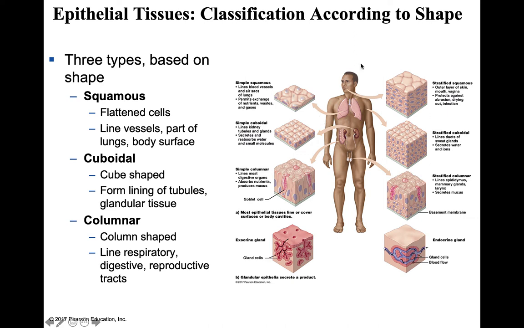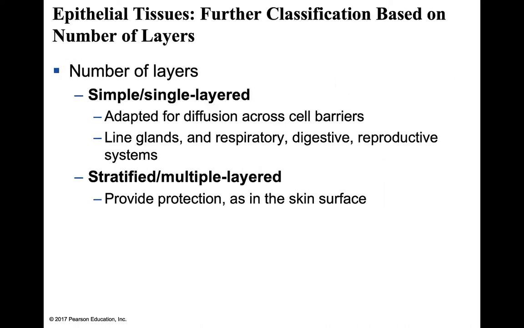One of the things you should be able to do is identify where you would expect to find these tissues. As I said, simple or single layered is really about transport, making it easier for something to diffuse across the cell membrane. Something like the respiratory system, where we're doing gas exchange, is a good example. And as I indicated before, you're going to find stratified or multiple layered epithelial tissue in those areas especially exposed to some type of mechanical stress. So they provide protection, and a really good example is in the skin.